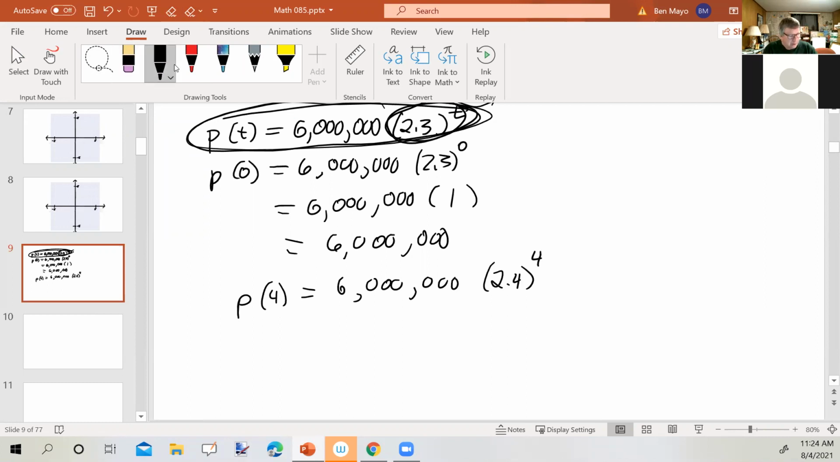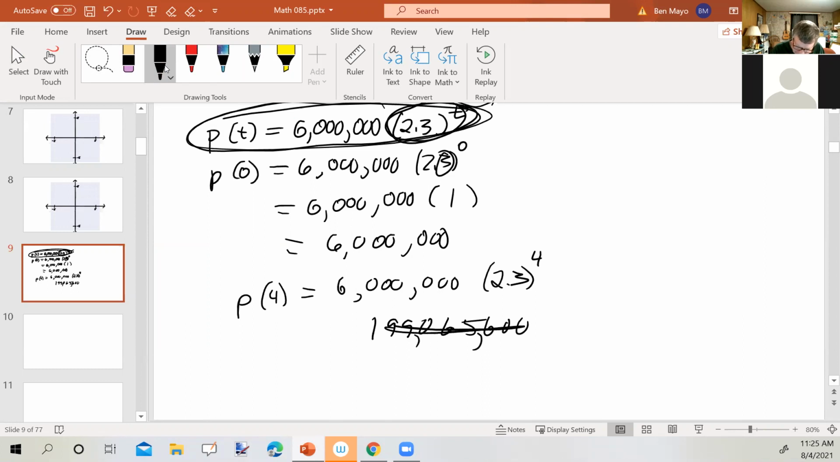So we'd have that. So in our calculator, we're going to go, let's see here, 6 million times 2.4 to the 4th power, and I get 199,065,600. Hang on here. What did I do wrong? Oh, I put in 2.4. I see that right here. I went from 2.3 to 2.4. And I erased it because I scribbled it.